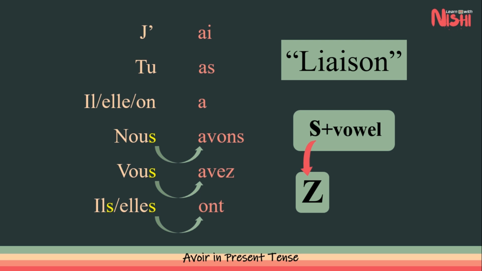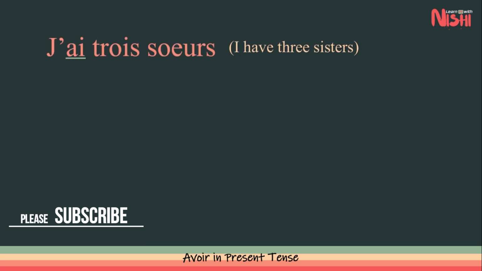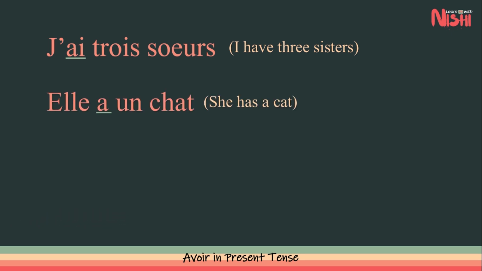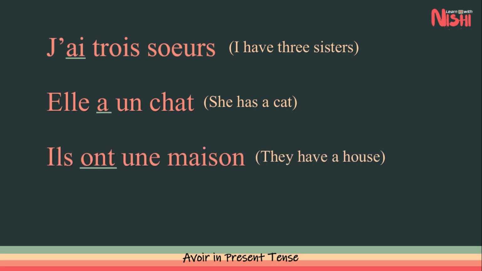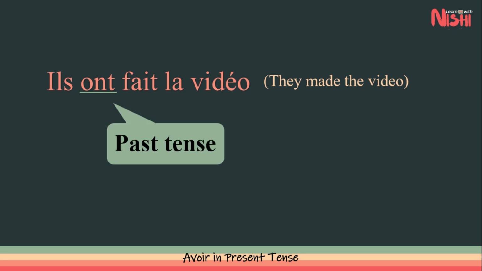Okay? Now, examples. Let's see some sentences using this verb. J'ai trois sœurs. I have three sisters. Elle a un chat. She has a cat. Ils ont une maison. They have a house. Another example. Ils ont fait la vidéo. They made the video. You can see that this sentence is in the past. That is, we used this verb avoir to make sentences in past tense.